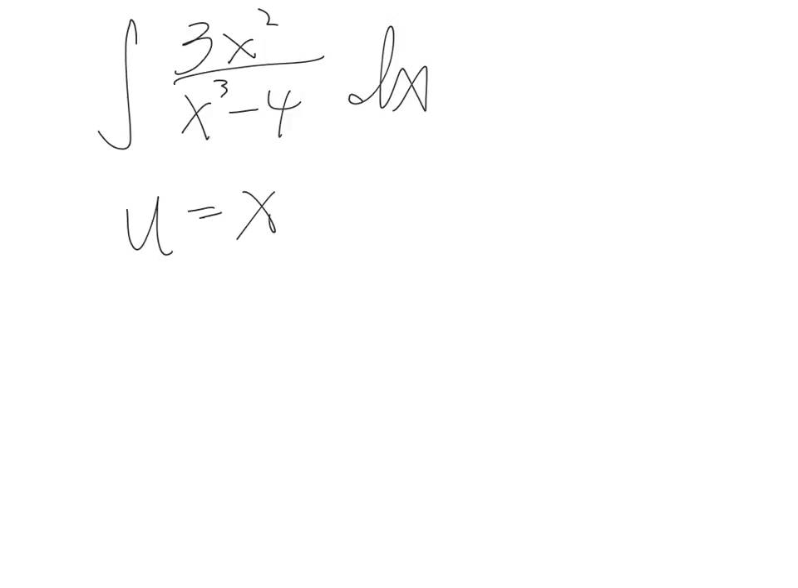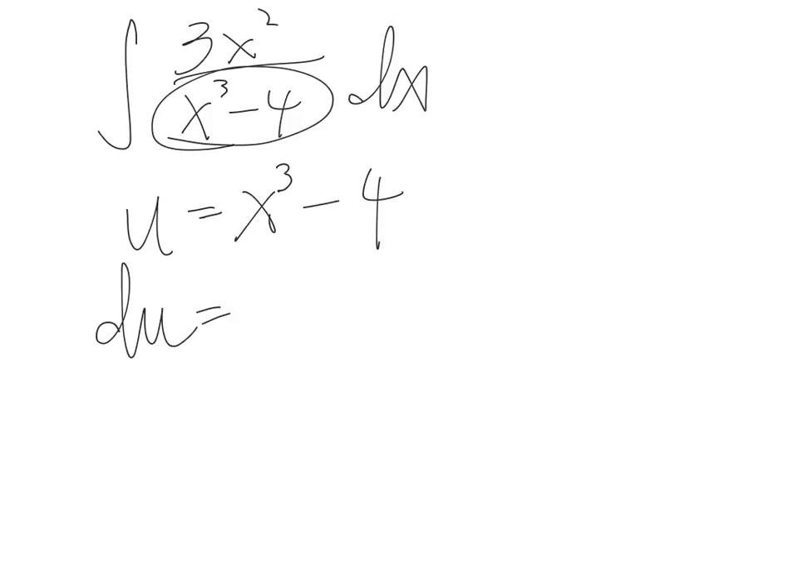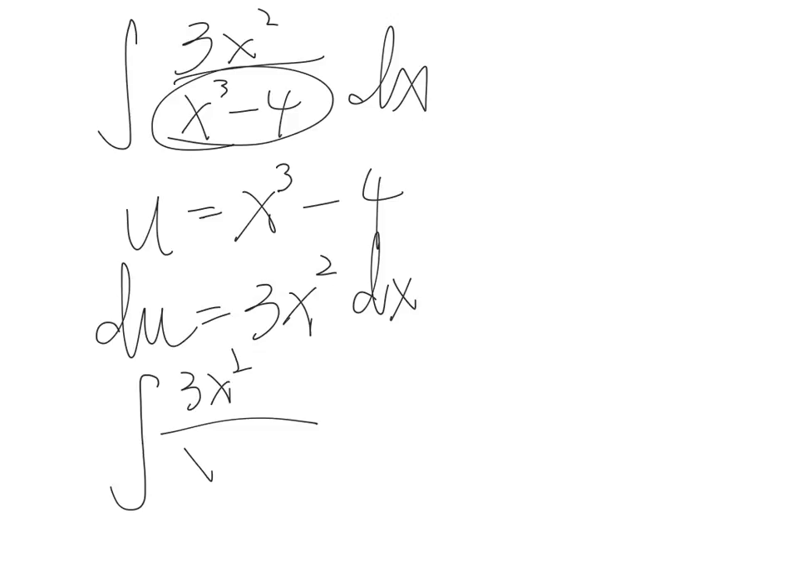Let's find the antiderivative of 3x squared over x to the third minus 4 dx. For this problem, the u should be x to the third minus 4. Then du should be the derivative of u, which gives you 3x squared dx. Okay, and then let's write this as 3x squared over x to the third minus 4 dx.